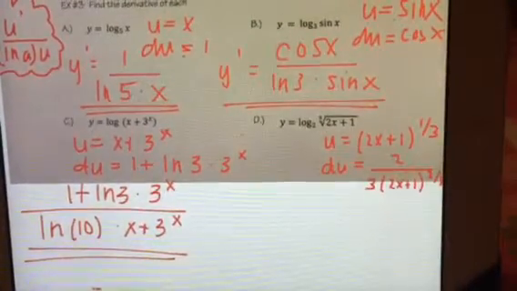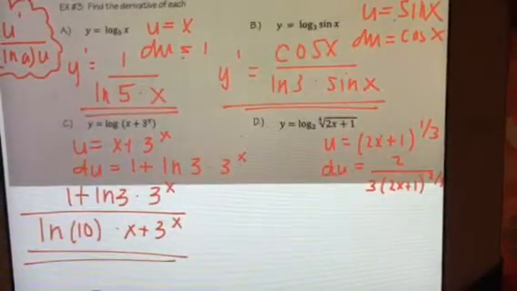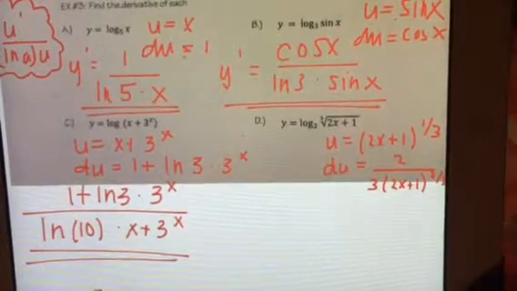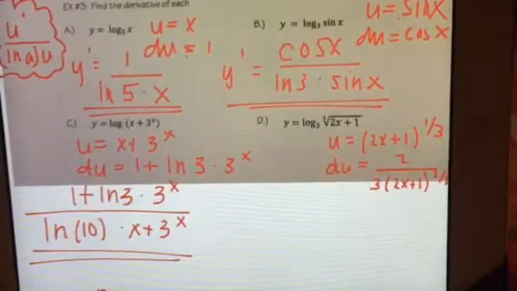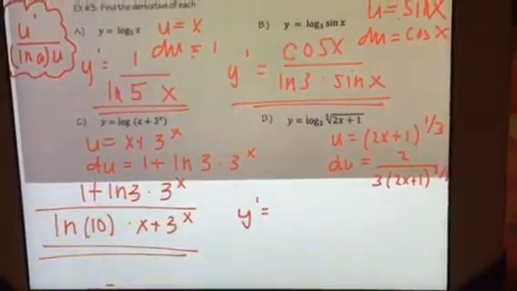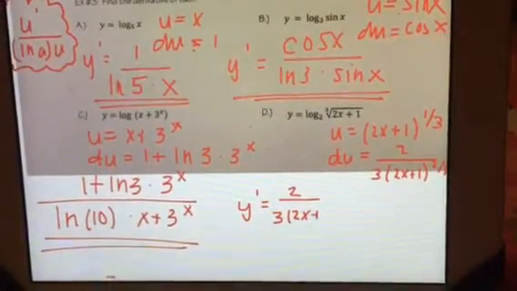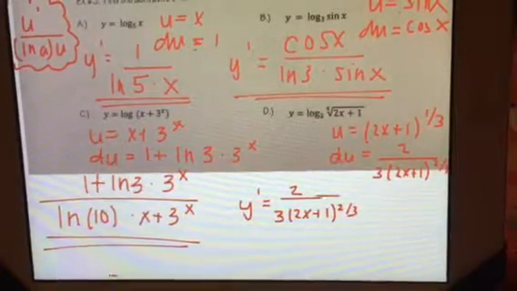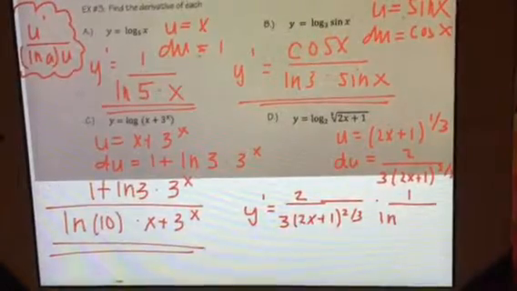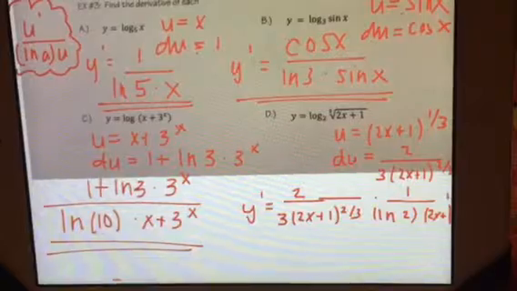For example d, I have set u to be 2x plus 1 to the 1/3. I found the derivative, which is chain rule, so it would simplify to 2/3, 2x plus 1 to the 2/3 on the bottom. So the derivative would be, I'm going to write it as two fractions, 2/3 to the 2x plus 1 to the 2/3 times 1 over ln of 2 times 2x plus 1 to the 1/3.